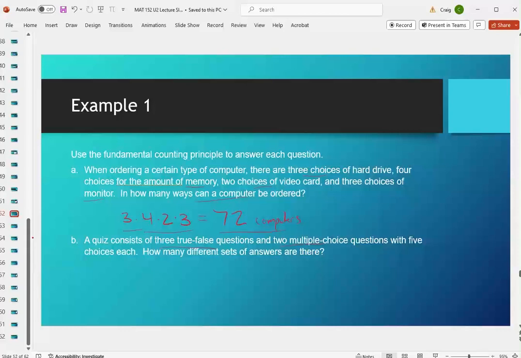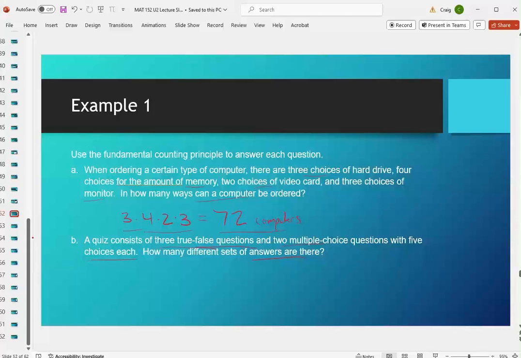The quiz contains 3 true-false questions, 2 multiple-choice questions, and 2 multiple-choice questions with 5 choices each. How many different sets of answers are there? Well, if we're talking about answers, there are 3 true-false questions. True-false has 2 answers.